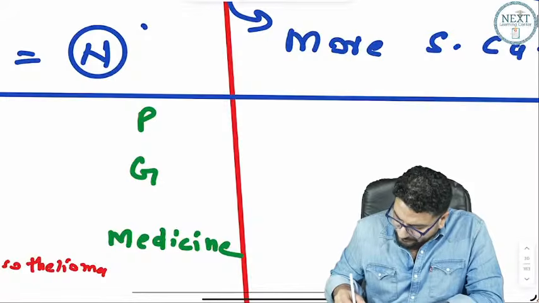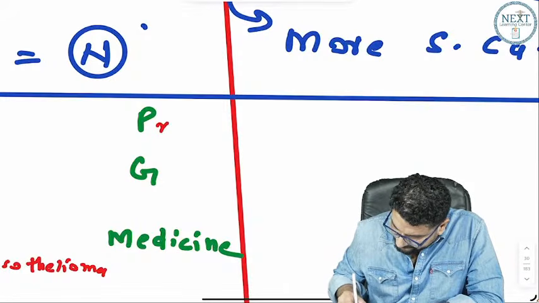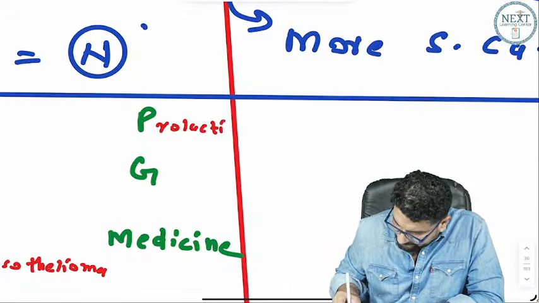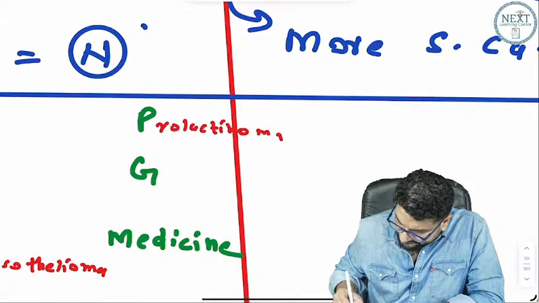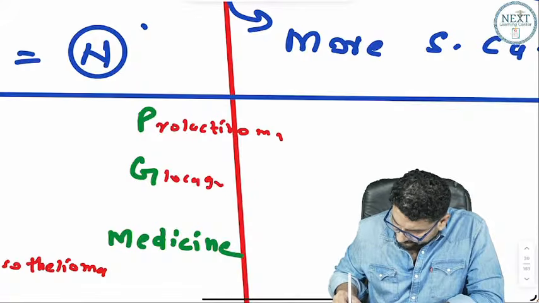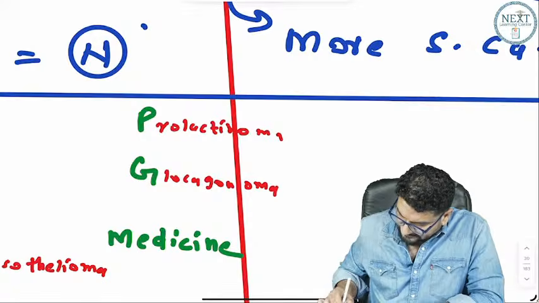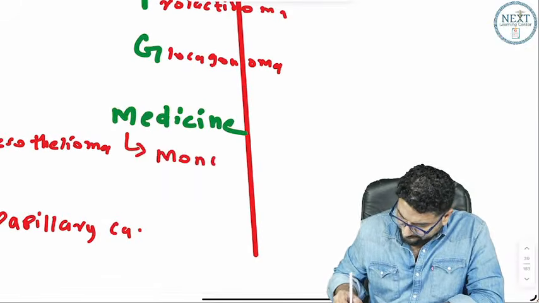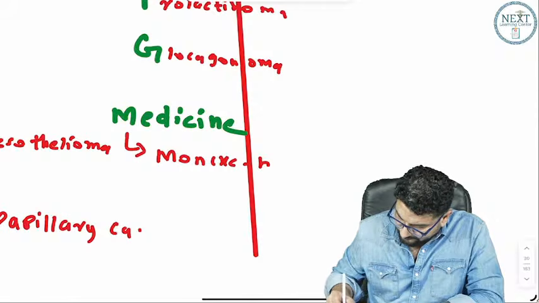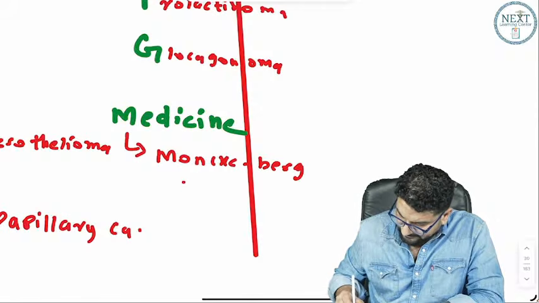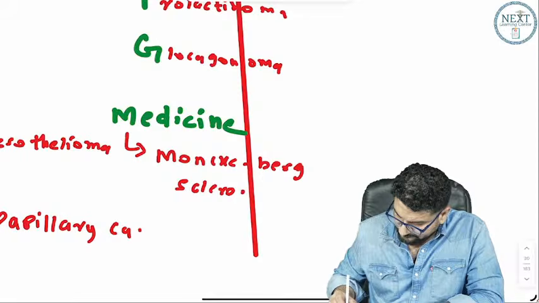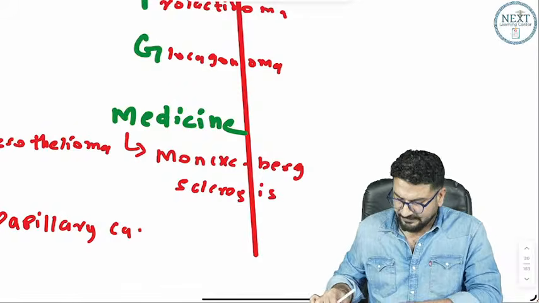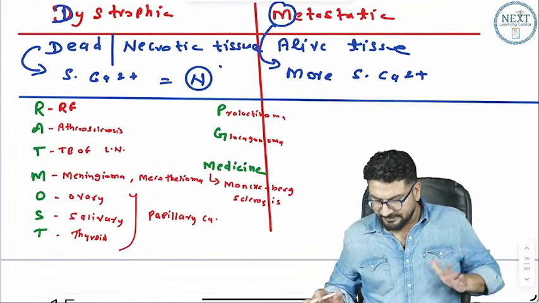P is prolactinoma. Prolactinoma. G is glucagonoma. And M stands for Monckeberg sclerosis. Monckeberg sclerosis. Done. So these are Rath most PG medicine.